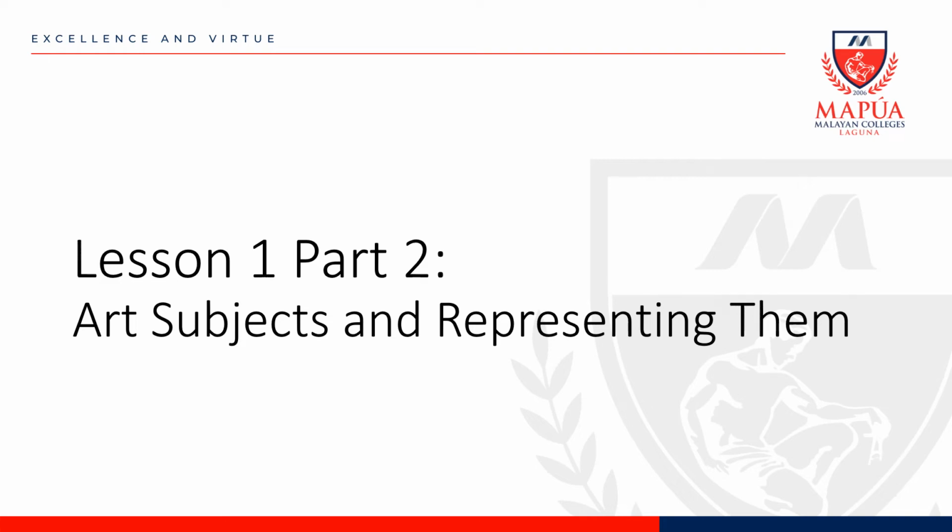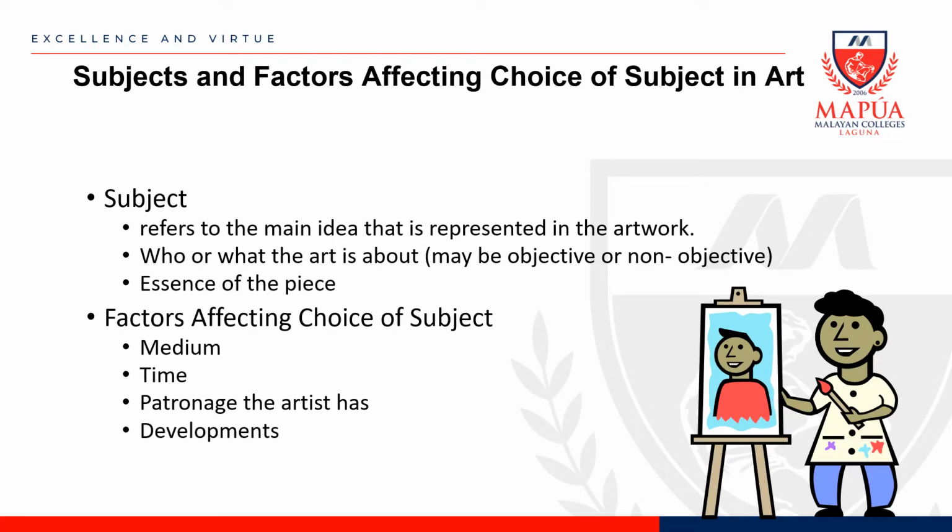Now we move on to the types of subjects and the techniques in representing them. The word subject simply refers to the main idea that is presented in the artwork. It is simply the who or what the art is all about. It may be objective, but it can also be abstract. Okay? It's simply the essence of the piece.